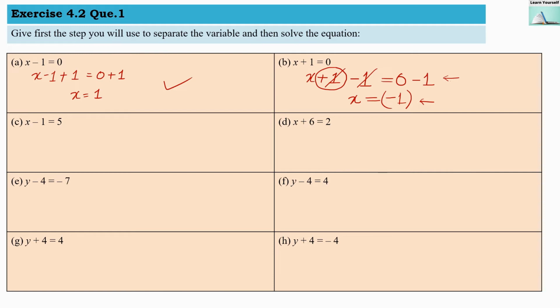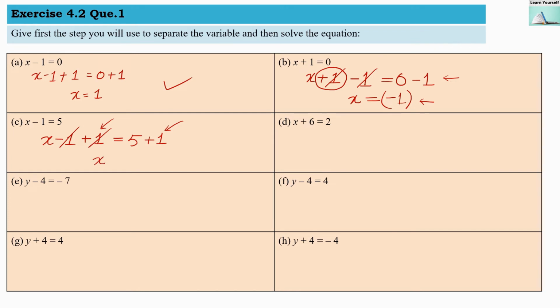Now let us understand equation C. x minus 1 equals 5. Now our RHS has x minus 1. So let us add here plus 1, and similarly towards the left hand side also let us add here plus 1. So at both sides I have added plus 1 towards RHS and towards LHS. Now let us solve this equation. So minus 1 and plus 1 will get cancelled out.